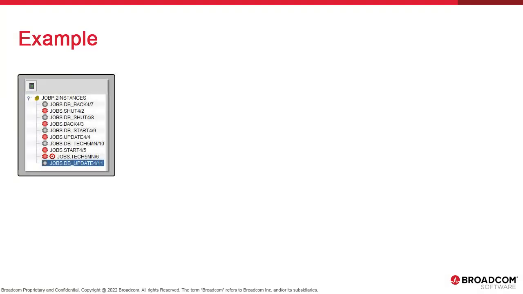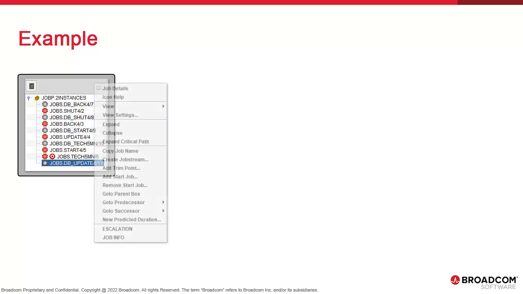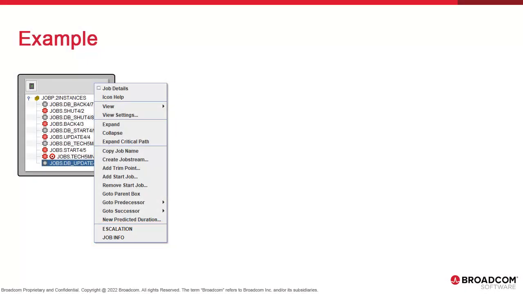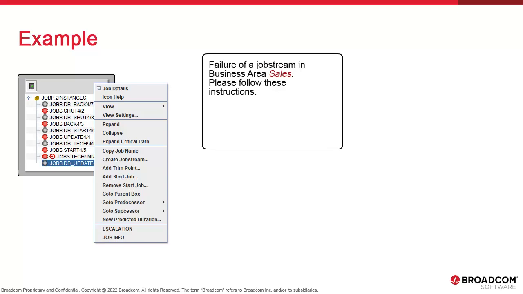We've designed two custom actions, escalation and job info. Custom actions are accessible via the job stream context menu. So we've selected one of the jobs and we right-click to display the menu. At the bottom, you notice the two custom actions, escalation and job info. When the operator clicks on the former, it invokes a web page with a set of instructions on how to deal with a misbehaving job stream.